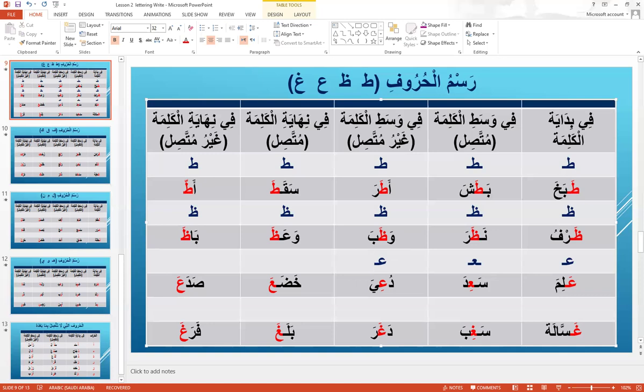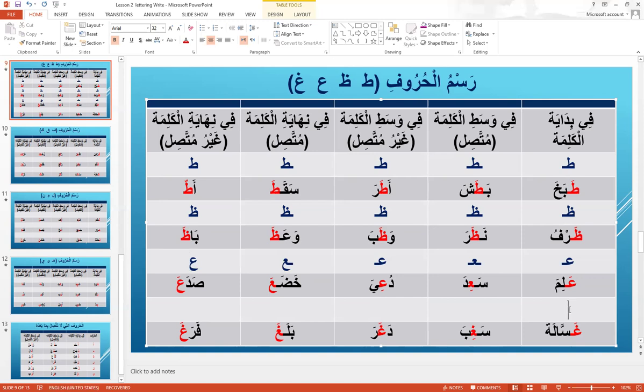So Ain at the end of the word, connected. Ain at the end of the word, connected. So you have your connection first, then you write your Ain. I didn't move my cursor, sorry. So you write your connection first, then you write your Ain afterwards. Then Ain at the end of the word, not connected. So this is how it's going to be written.